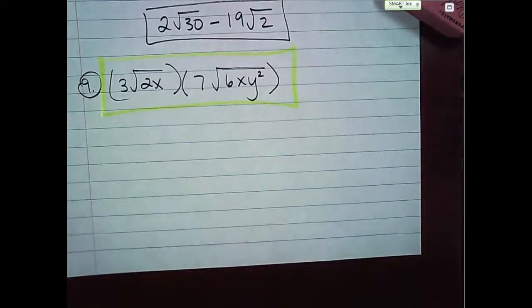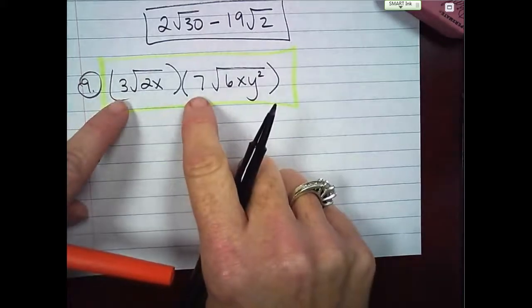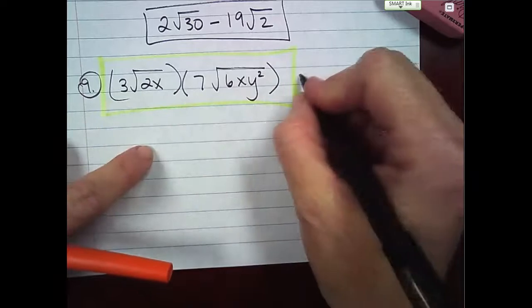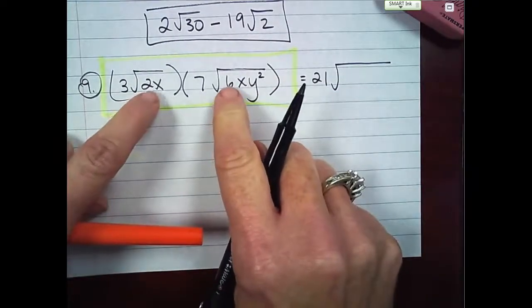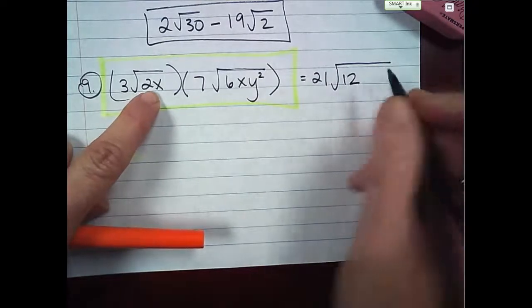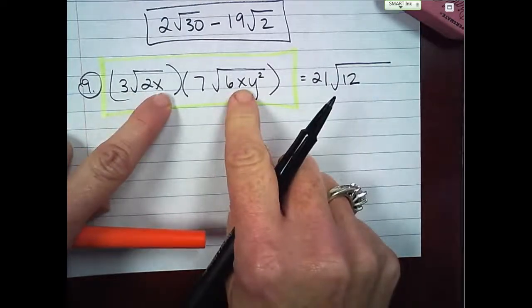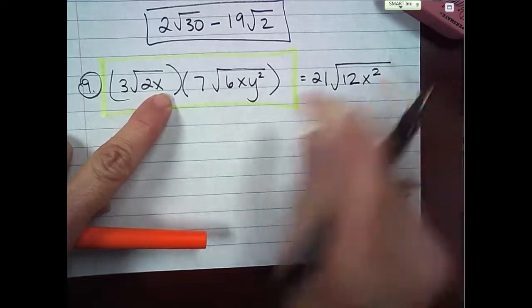Outsides and insides. 3 and 7 make, oh, that's right, 21. You're right. 3 and 7 make 21. Okay, and on the inside I have a 6 and a 2, which makes 12. I have 2 x's, which we're going to use x squared, and I have 2 y's.